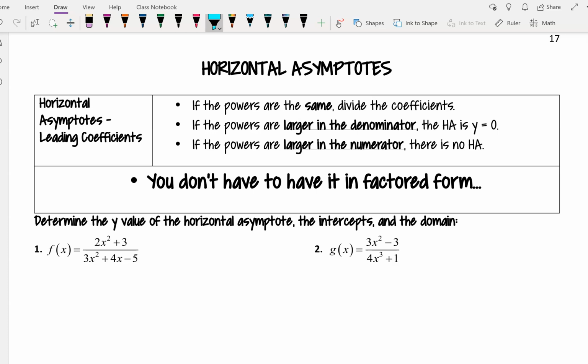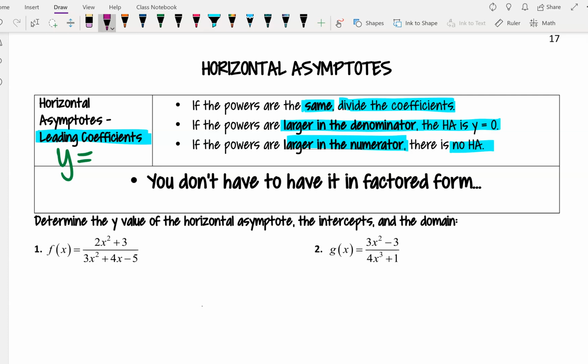So if you have an invisible horizontal line that's a boundary that it may not cross, these are the 3 characteristics. Okay. So if the powers are the same in the top and the bottom, you're going to divide the coefficients. Okay, that's the first thing. So if you're looking at your leading coefficients, if the powers are the same, then you're going to divide the coefficients, and that's where your horizontal asymptote is. And a horizontal asymptote is where y is equal to something. So then the second one, if the power of the leading term is larger in the denominator, your horizontal asymptote is equal to 0. And if the power is larger in the numerator, then there is no horizontal asymptote.